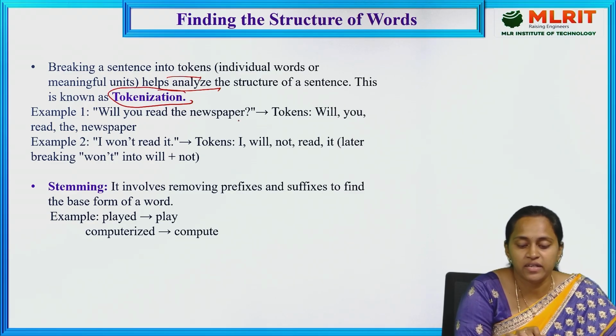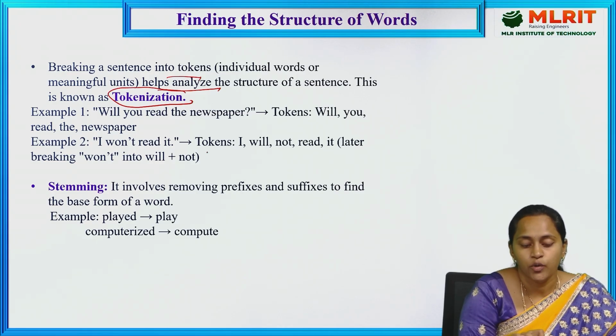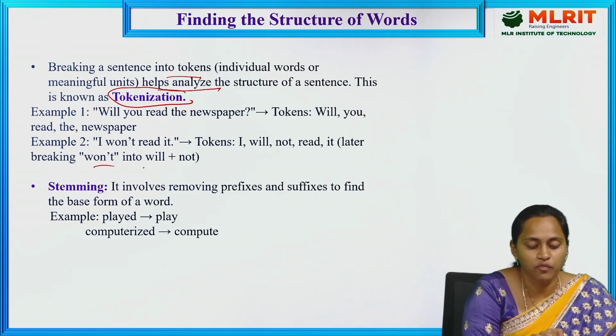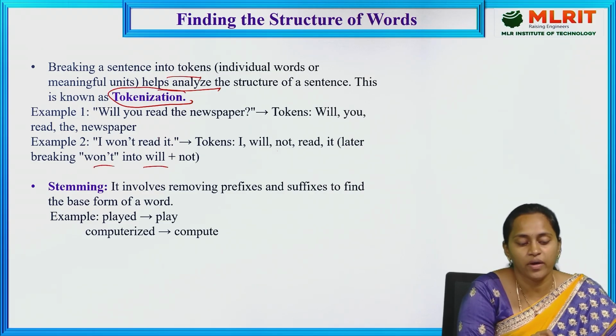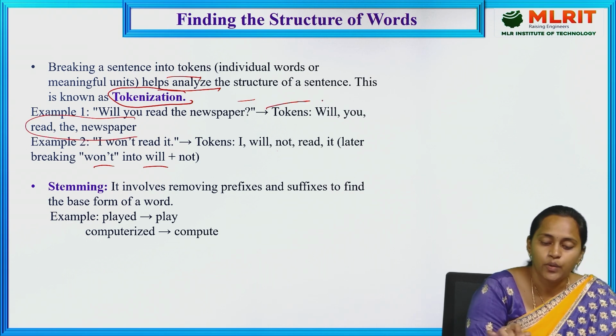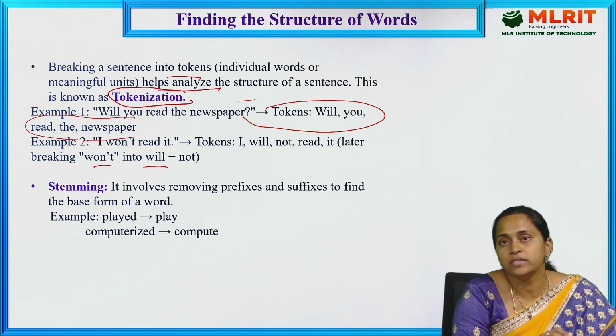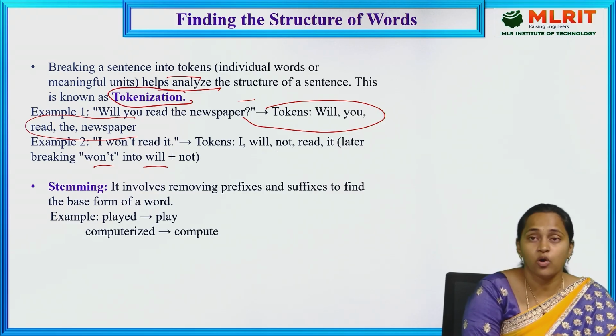Example, will you read the newspaper? The tokens are will, you, read, the, newspaper, right? We all discussed, right? Example 2, I won't read it. Tokens: I, will, not, read, it. Here, breaking won't into will not is called tokenization. All of this is called tokenization. That means these tokens help to analyze the meaningful structure of a sentence.